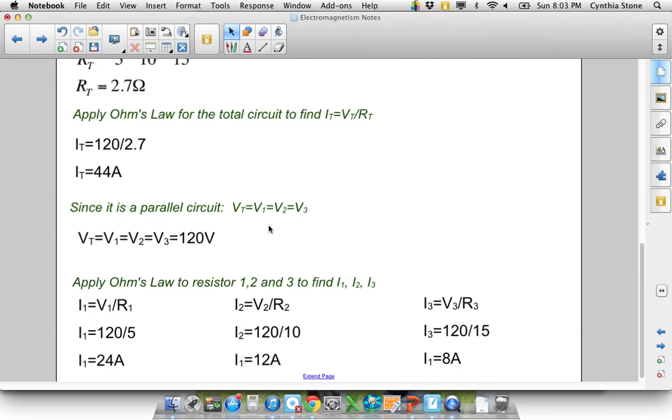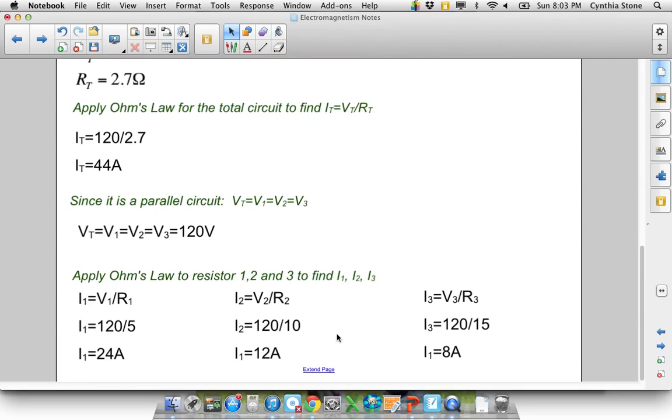But the thing is now that I know all my V's, I know my RT, I know everything, all I've got to do is look at the resistors. I know 2 things about all my resistors. I know the volts and the resistance, so I can solve for the I's. And that's how you solve a parallel circuit. That's a pretty tough problem. It takes a few steps, right? But if you're diligent and there's not that many things you need to remember, you should be good to go.